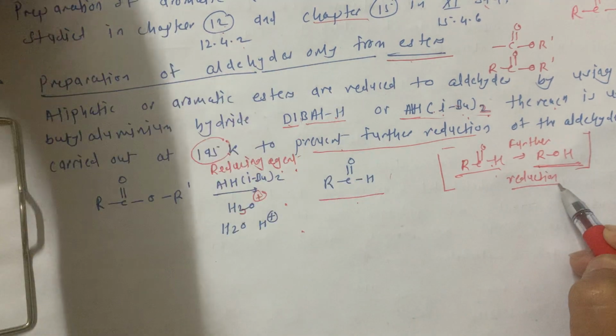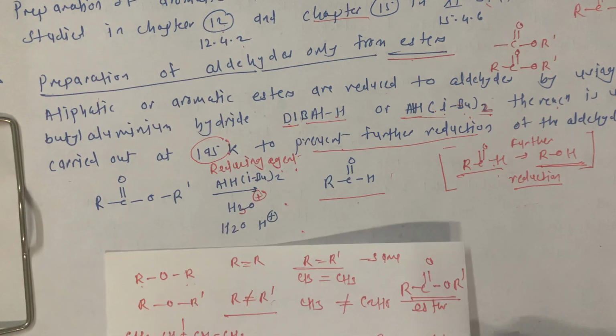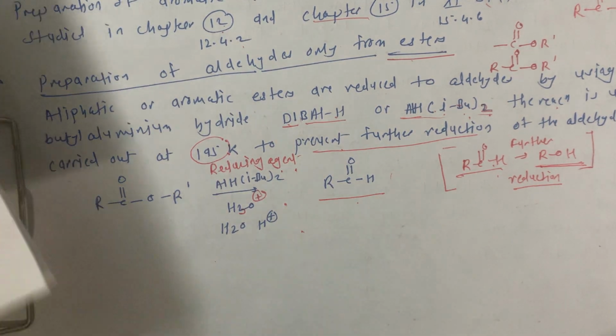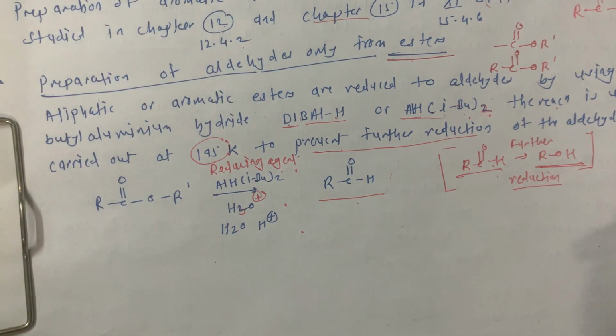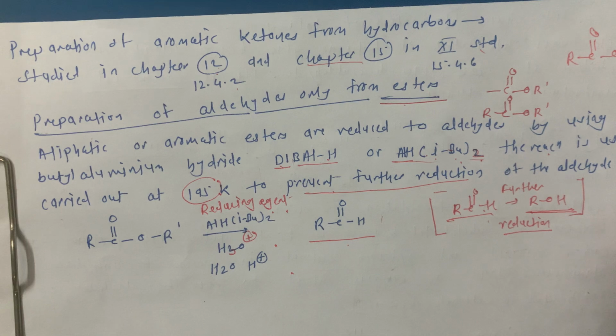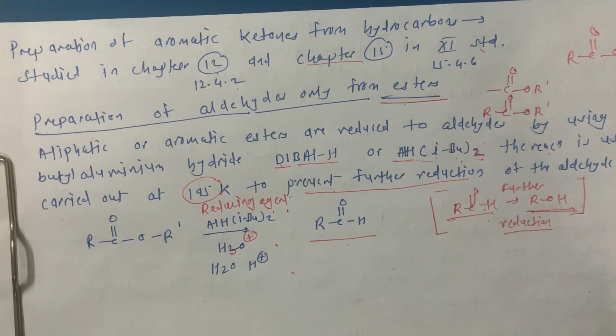Okay. So, up till now we studied methods of preparation of aldehydes and ketones. Now, the remaining is methods of preparation of carboxylic acids. So, in the next lecture we are going to see methods of preparation of carboxylic acids. Thank you.